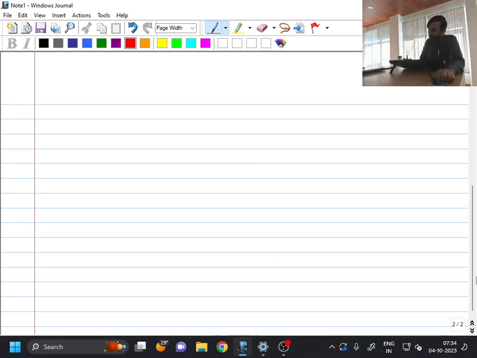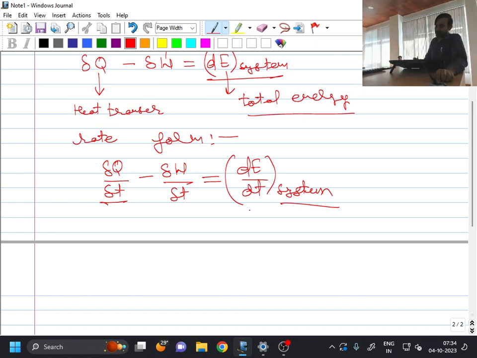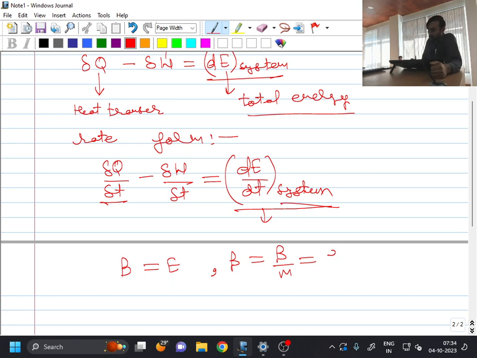Now ultimately, this right-hand side is applicable for a system approach. I have to convert this to a control volume approach. So what do I have to do? I have to apply the Reynolds transport theorem over here. In the Reynolds transport theorem, I have taken any generic property B. So B over here will be equal to energy. And if I define the intensive property beta, which is B per unit mass, it comes out to be nothing but small e.